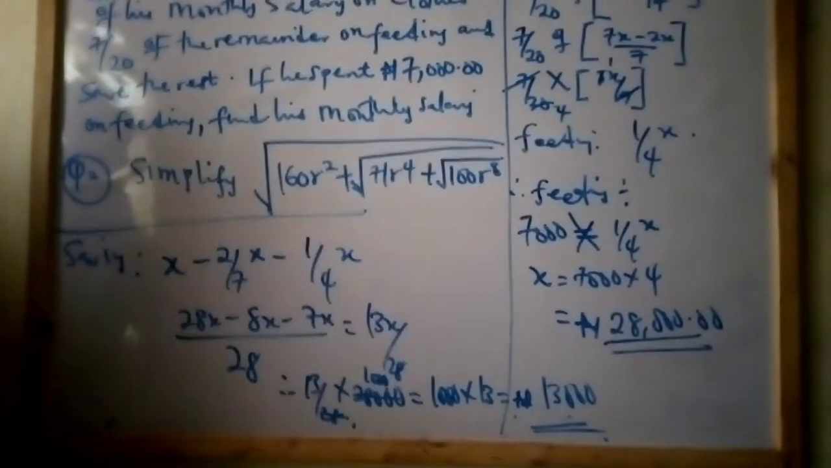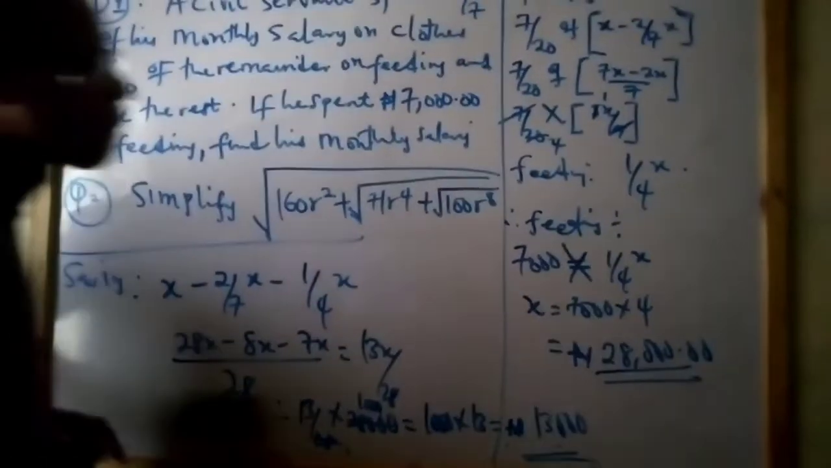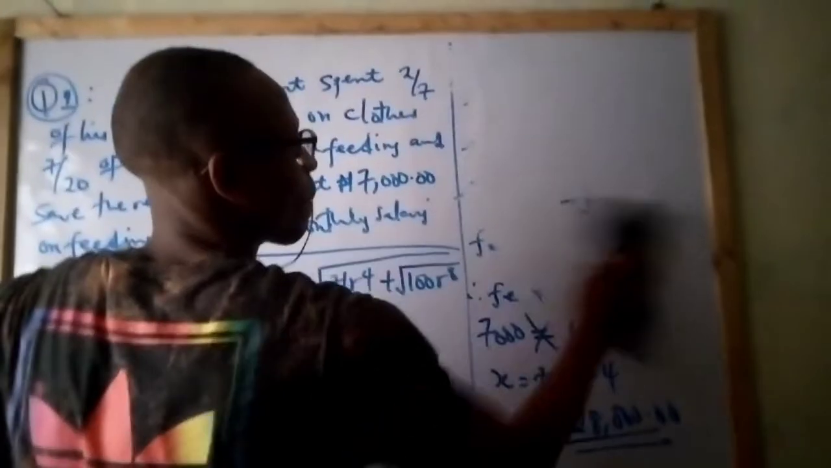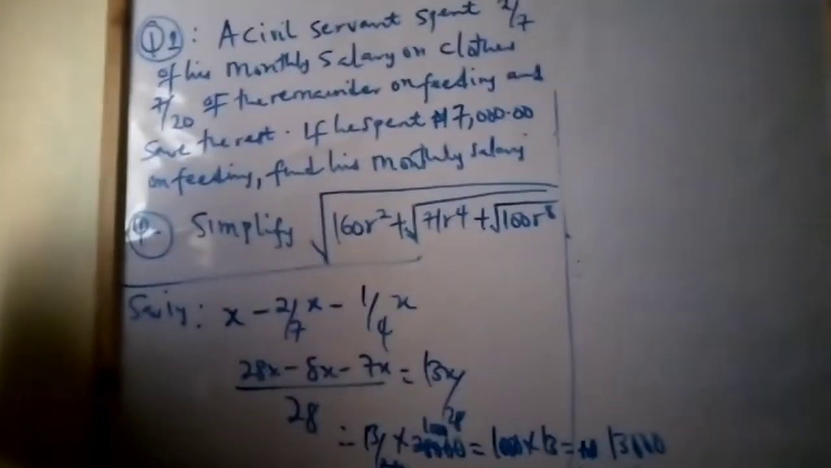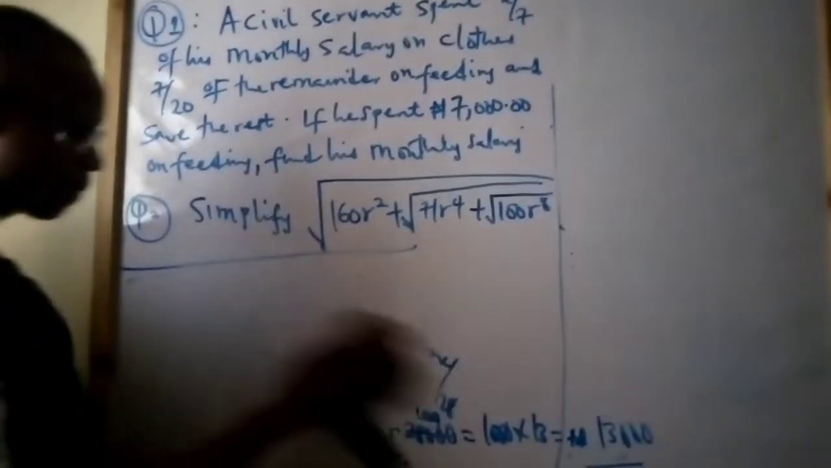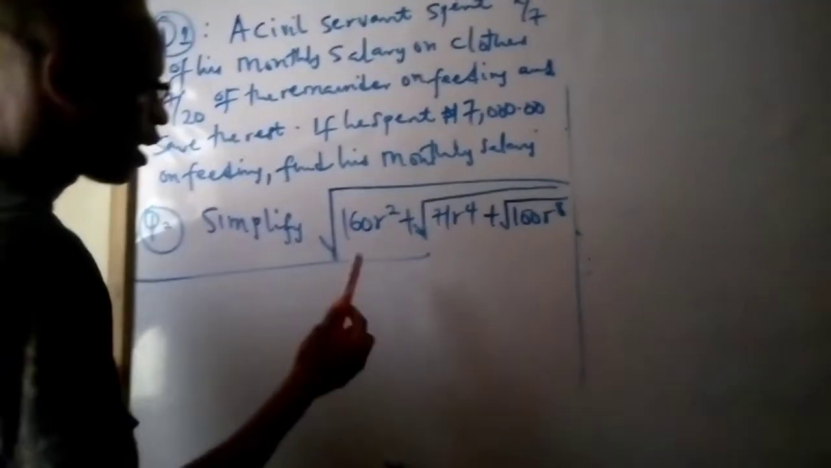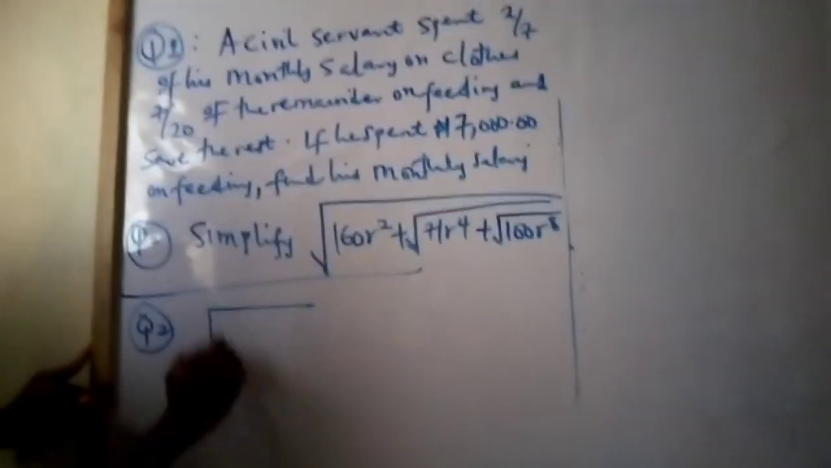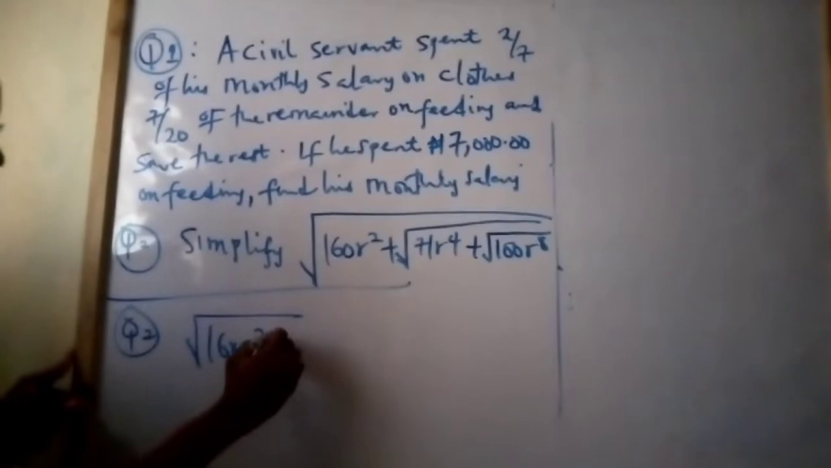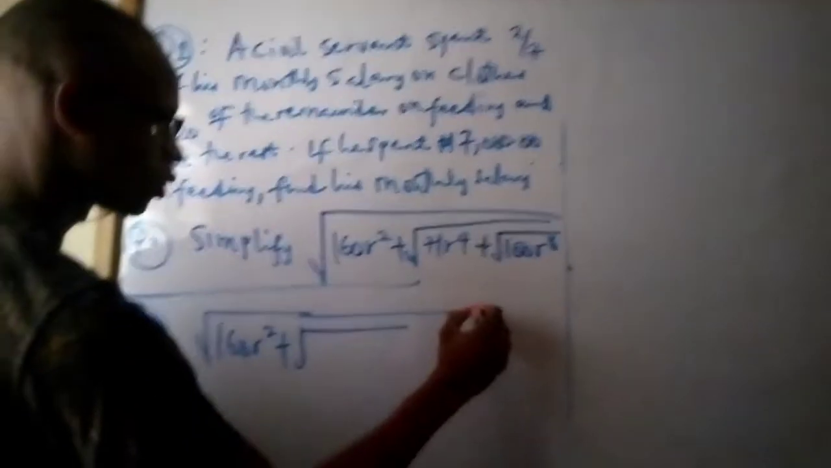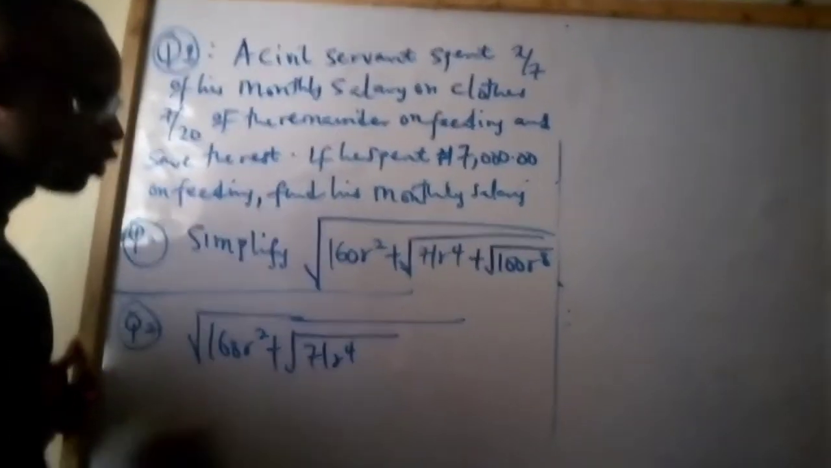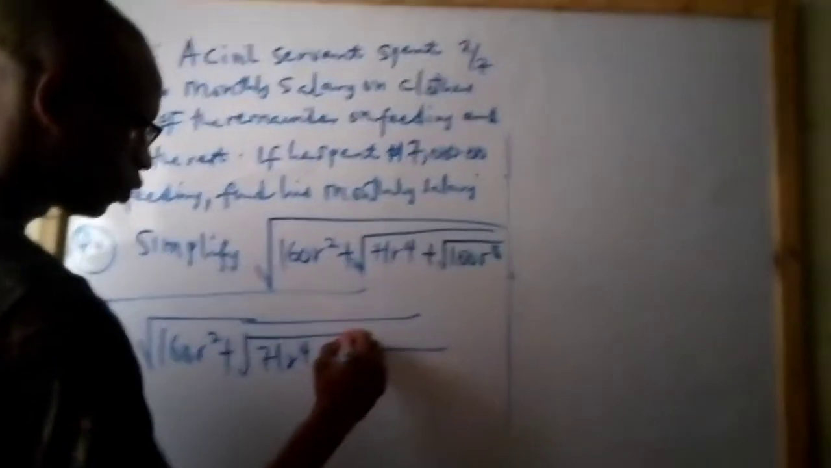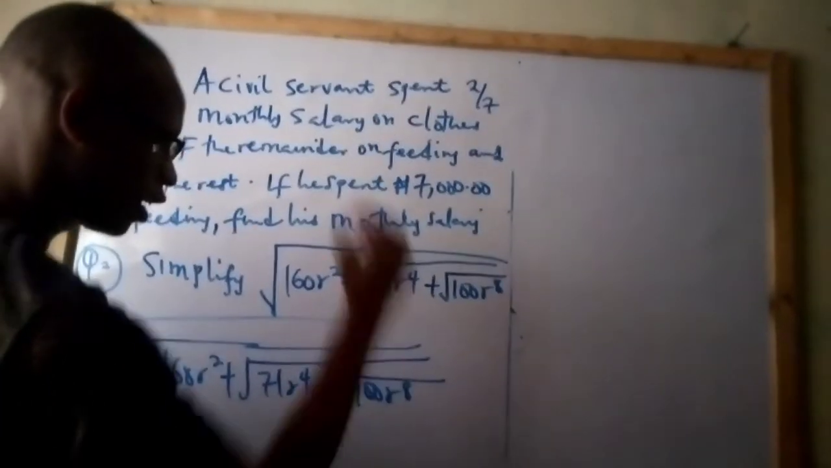Now, the second question says we should simplify the square root of 160 r squared plus the square root of 71 r raised to power 4 plus the square root of 100 r raised to power 8. Don't forget this square root covers everything.